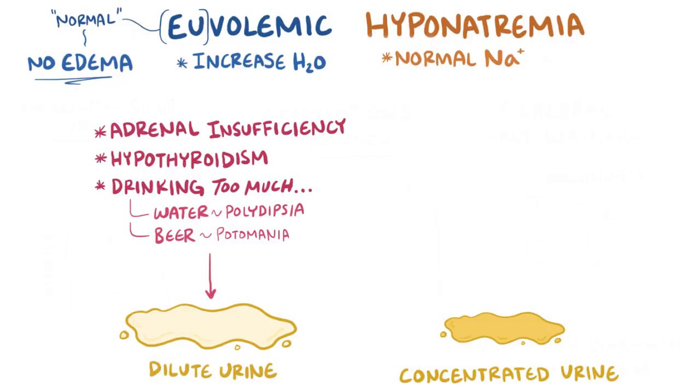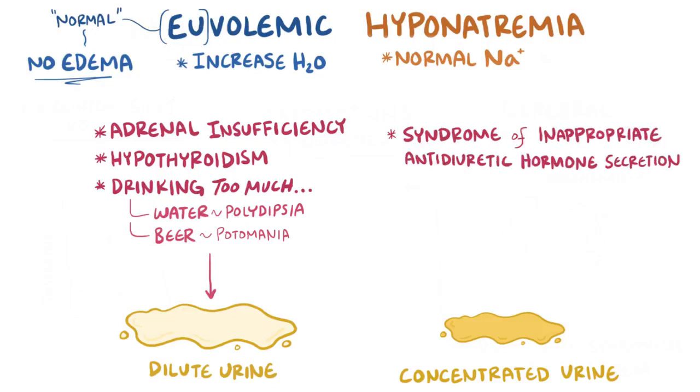The main condition that causes concentrated urine, on the other hand, is syndrome of inappropriate antidiuretic hormone secretion, which can be shortened to just SIADH. This is where inappropriate presence of antidiuretic hormone causes water retention, which ends up meaning the urine gets more concentrated.